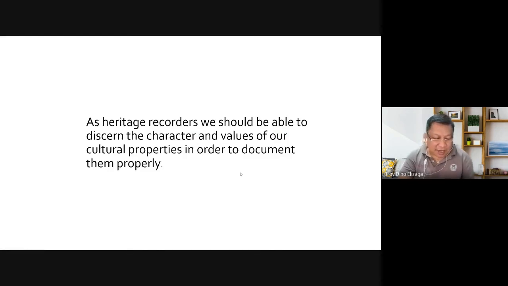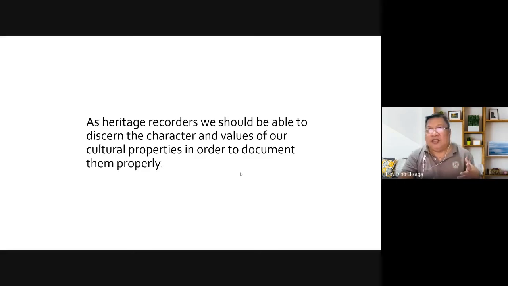So we're at the end. It says here, as heritage recorders, we should be able to discern the character and values of our cultural properties in order to document them properly. So one criteria to become a heritage recorder is that you have this background, you have appreciation of history, okay?